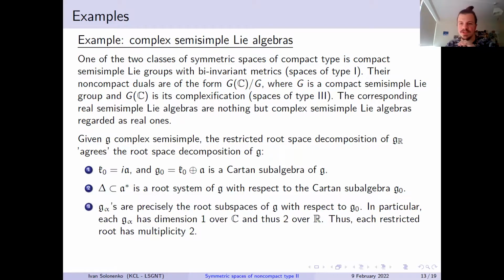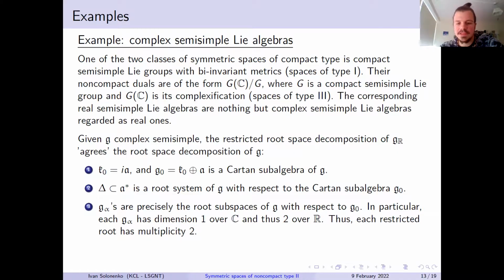And the third one is that the root subspaces coincide as well. So G alphas are precisely the root subspaces of G with respect to the Cartan subalgebra G0. But now remember that in the complex case, each root space has dimension 1 over C, which is the same as 2 over R. So if my real semisimple Lie algebra is actually complex, then its restricted root space decomposition looks nice because the multiplicity of all roots are 2, so the dimensions of all restricted root subspaces are 2. And K0 and A are mapped into each other by multiplication by I.